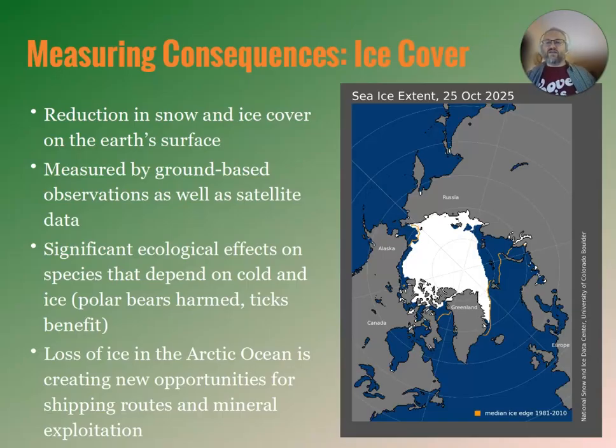And so what you can see there is that the white area represents the sea ice extent on October 25th, 2025. So I just grabbed the current sea ice when I was making this recording. So the white areas are the areas that are currently covered by ice in the Arctic. And then the orange line shows the average edge of the ice during the period 1981 to 2010. So that's a historical average extent of that ice.